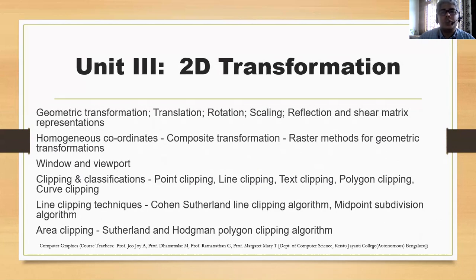Unit 3 deals with the 2D transformations. The various geometric transformations will be covered here. Homogeneous coordinate systems will be covered. And the topic on window and viewport. Of course, the clippings and classifications of clippings and the various clipping algorithms, that is basically the line clipping and the area clipping, will be covered here.